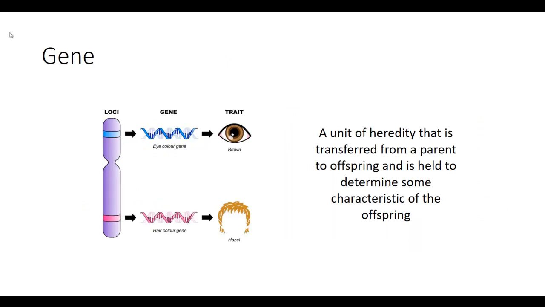Okay, we've talked before about how you inherit different traits from your parents, basically determining what kind of hair color, eye color you might have. The way we measure this is called a gene. Actually, it's a unit of heredity that is transferred from a parent to offspring and is held to determine some characteristic of the offspring. So at the most basic level, it is a trait or characteristic that a living being receives from its parent.